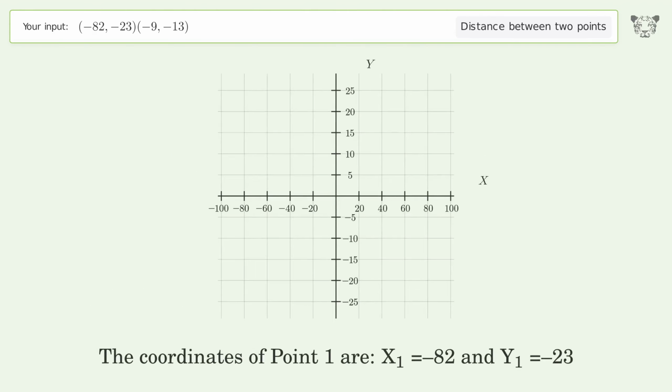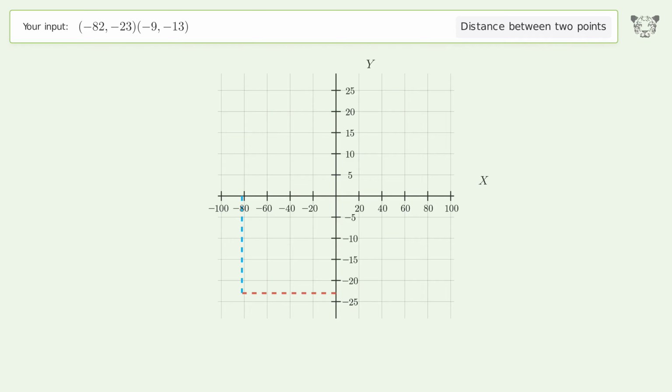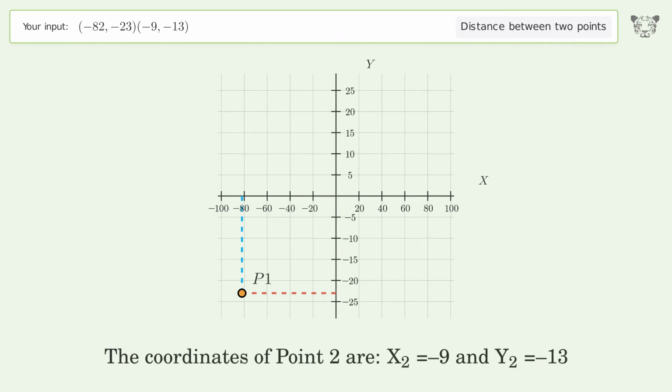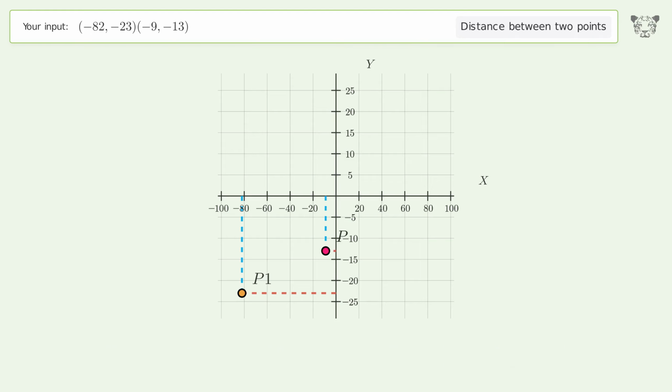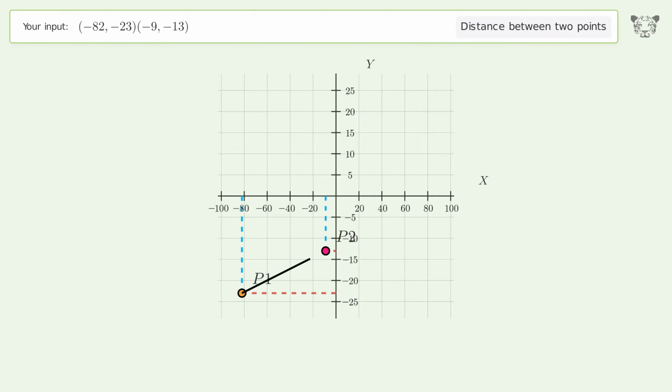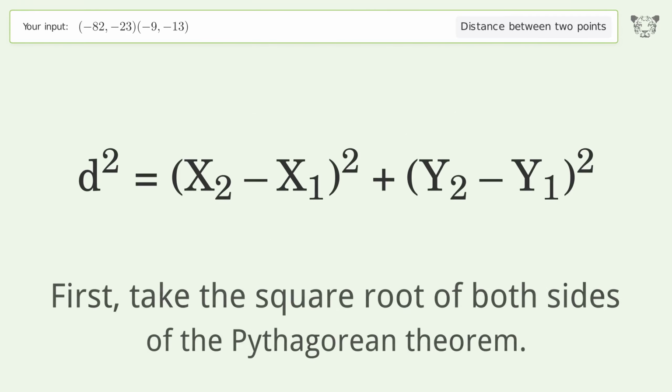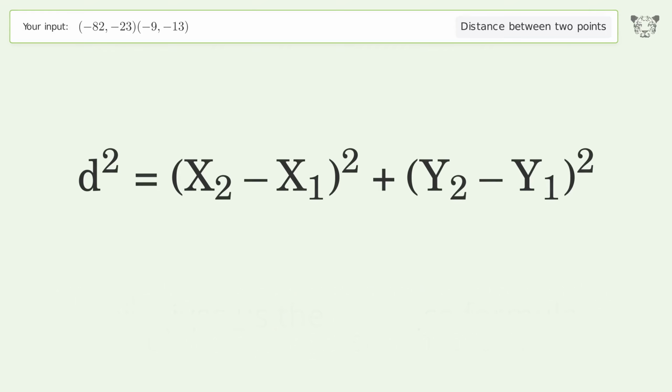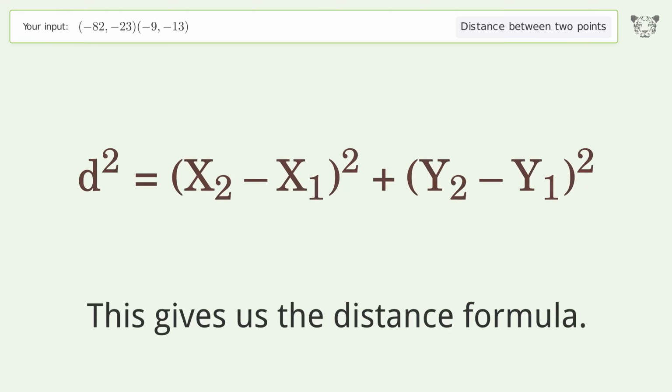The coordinates of point 1 are x1 equals -82 and y1 equals -23. The coordinates of point 2 are x2 equals -9 and y2 equals -13. D is the distance between the 2 points. First, take the square root of both sides of the Pythagorean theorem. This gives us the distance formula.